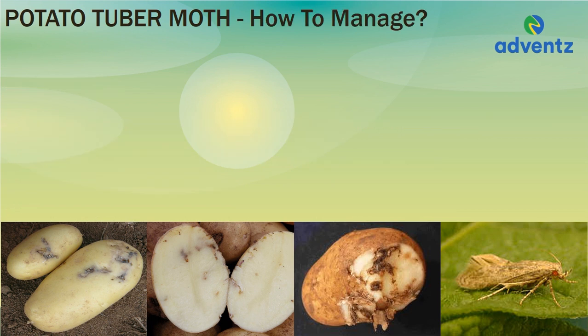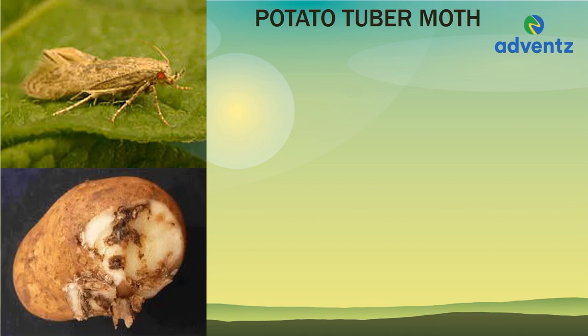Potato tuber moth, how to manage? You can see the images of potato tuber moth on the screen, and you can see the caterpillar is a small grayish, goldenish beetle or caterpillar with red eyes. There are many control measures that can be taken to control potato tuber moth.